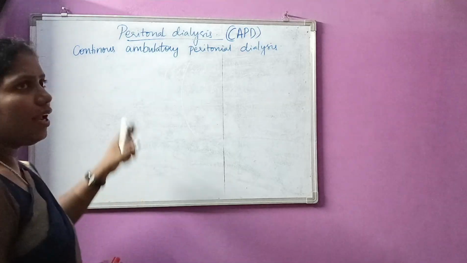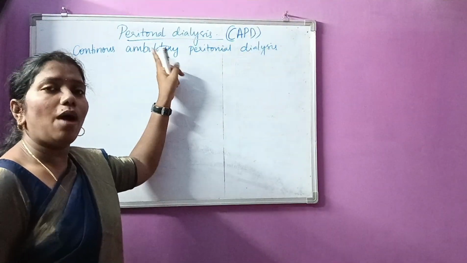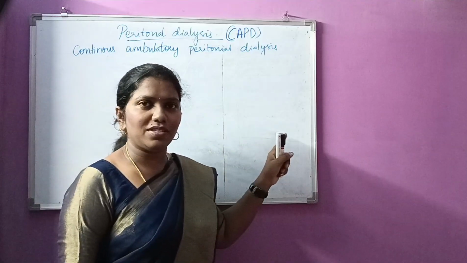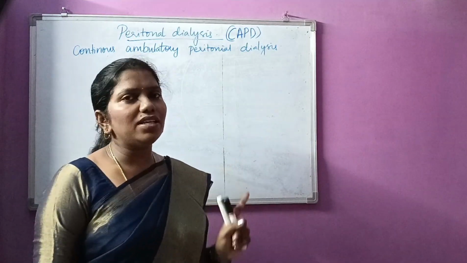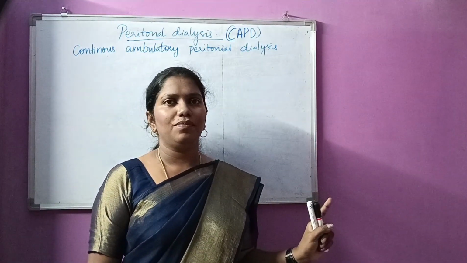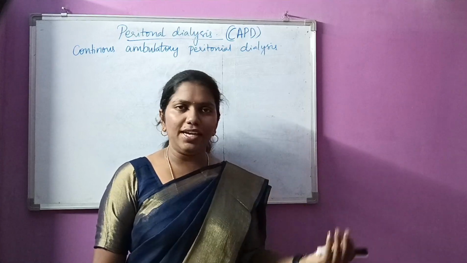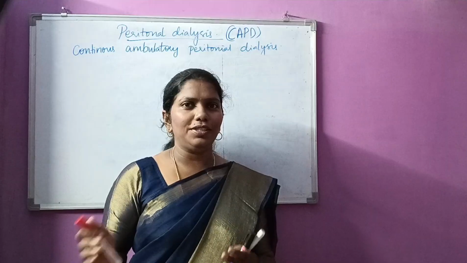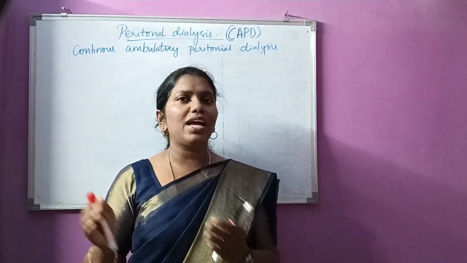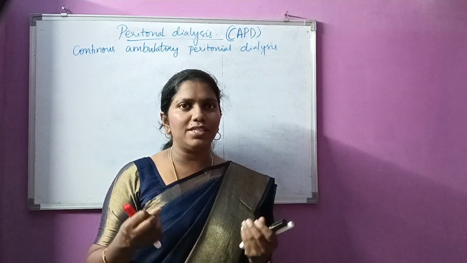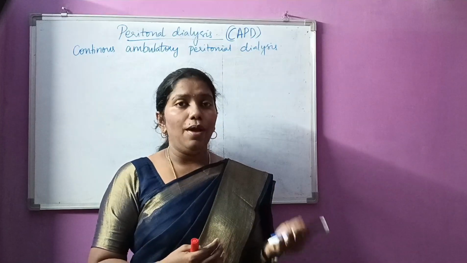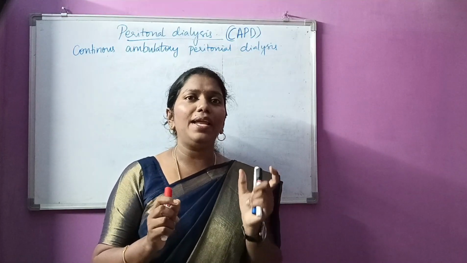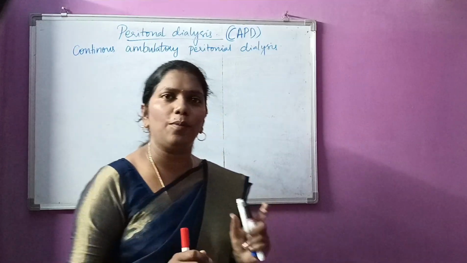Peritoneal dialysis is also called continuous ambulatory peritoneal dialysis because it is a continuous process. In hemodialysis, a patient should visit a hospital, needs to attend the hospital and be supervised by a specified doctor, and the equipment has to be inserted into the vessels, and then that process can continue. But in peritoneal dialysis, first a catheter is surgically implanted in the abdominal wall.